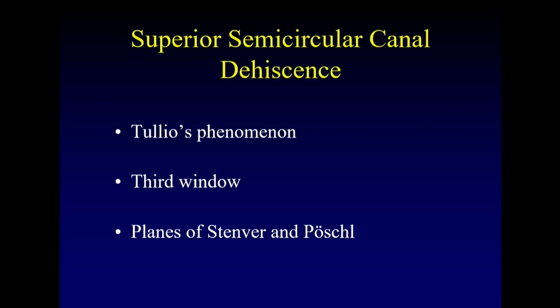Tullio's phenomenon used to be associated with otosyphilis, but as otosyphilis has diminished in frequency, we've started to associate it more with superior semicircular canal dehiscence. So what's superior semicircular canal dehiscence? That's when there is a hole in the bony covering that normally covers the superior semicircular canal. So pressure can go from the semicircular canals into the cranial vault. And there can be transmission of pulsation between the inner ear and the intracranial vault. This is called a third window phenomenon. We should only have two windows. We should have a round window and an oval window into the inner ear.